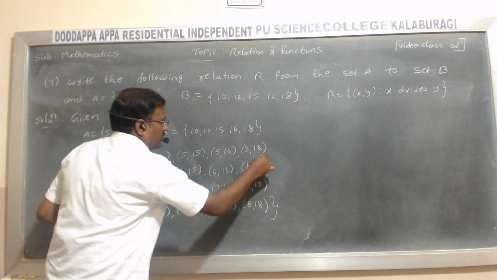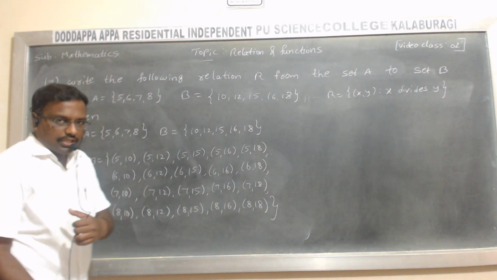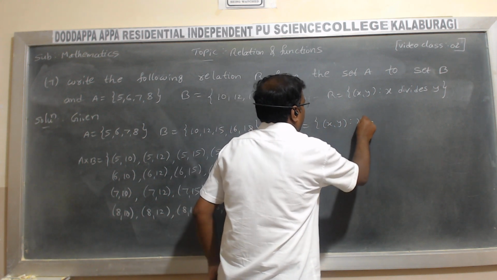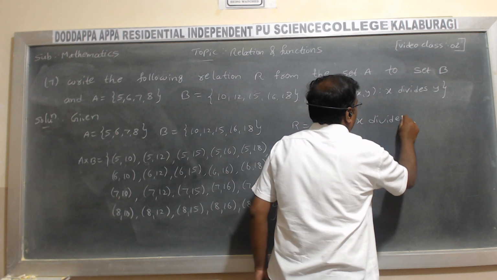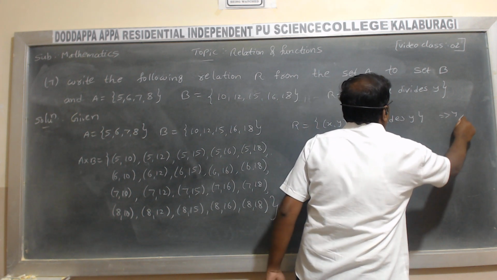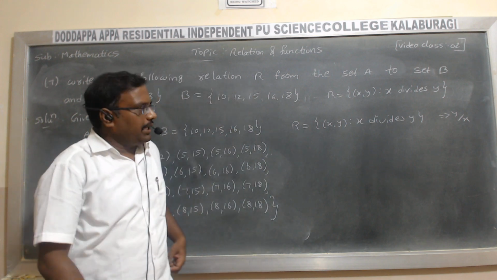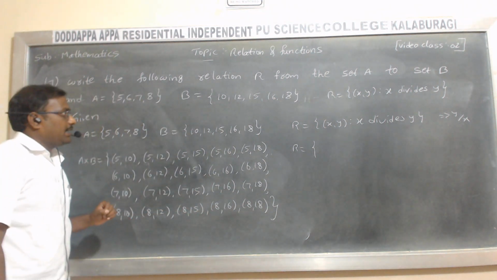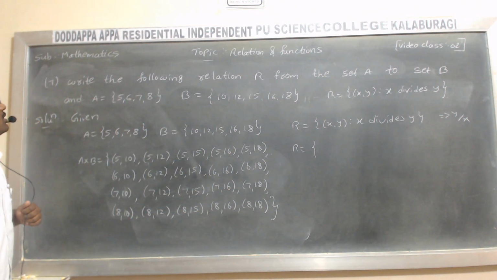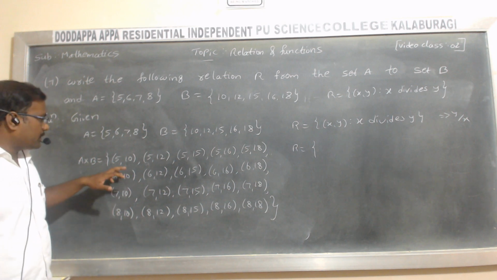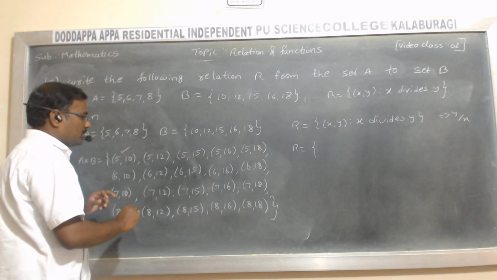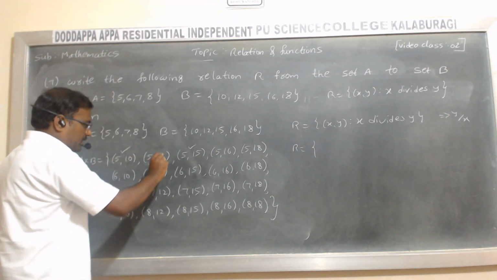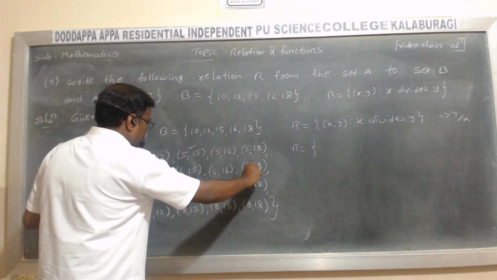Okay. Now you can find the relation. What is the given relation? R is equal to the set of x comma y such that x divides y. It means y by x. Okay, x divides y means y by x. So that type of pair you can take, x divides y. Is it possible, 5 comma 10? This one, and 5 comma 15, and next 6 comma 12.